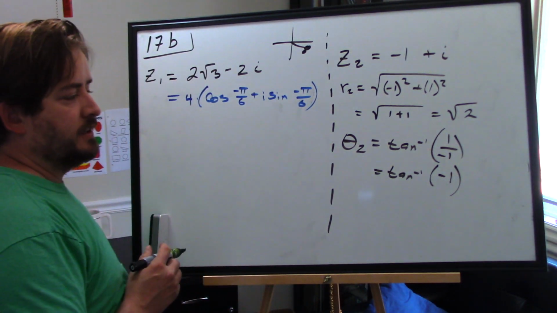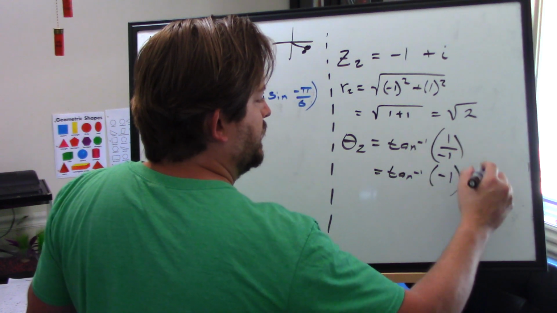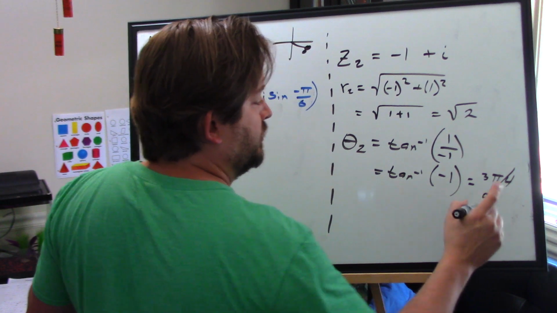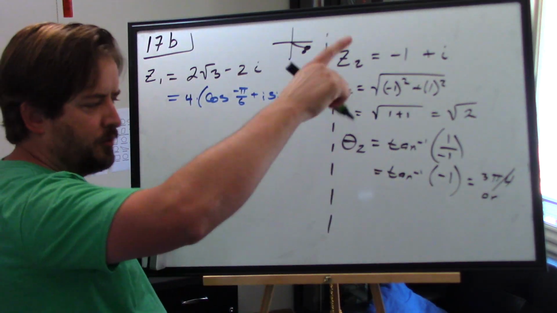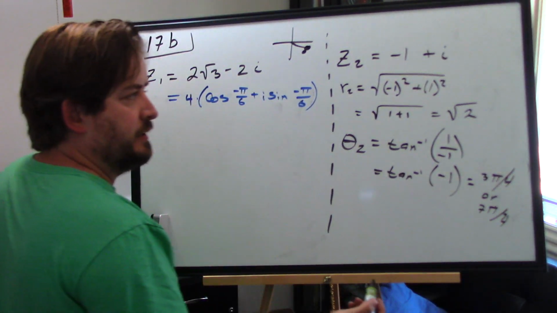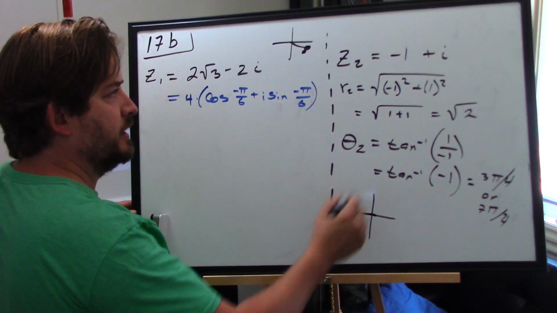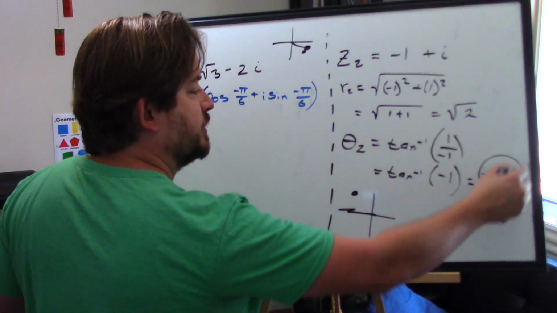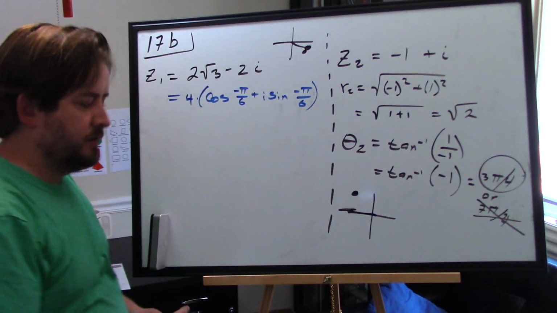Right? And that's either going to be 3 pi fourths, or it could be on the other side of that, right? Negative pi fourths, or 7 pi fourths, whichever you want to write it. How do you decide which one of these is correct? Well, this point has a negative real, so it's somewhere over here, but a positive imaginary, so it's in quadrant 2, and that's 3 pi fourths, right? So it's not 7 pi fourths, it's 3 pi fourths.